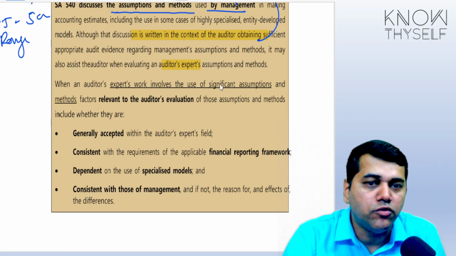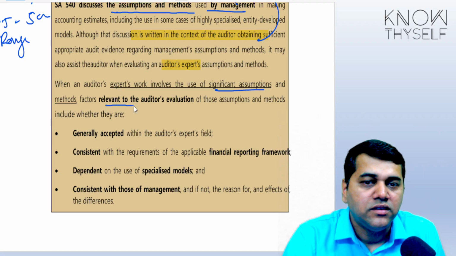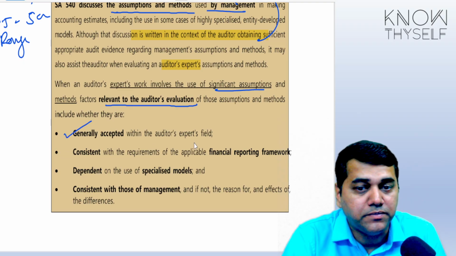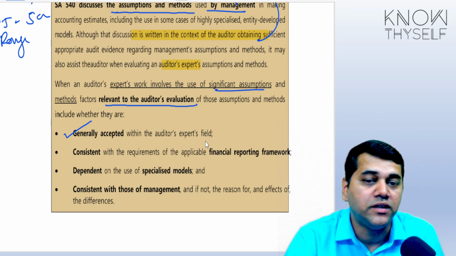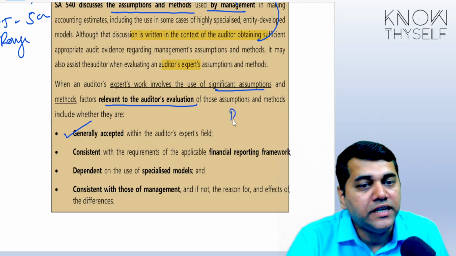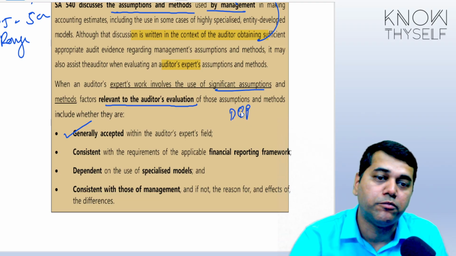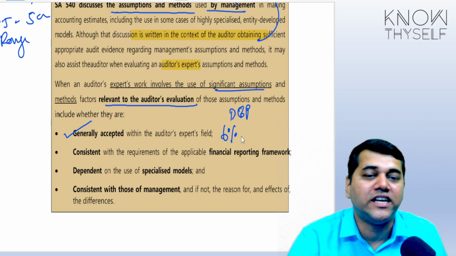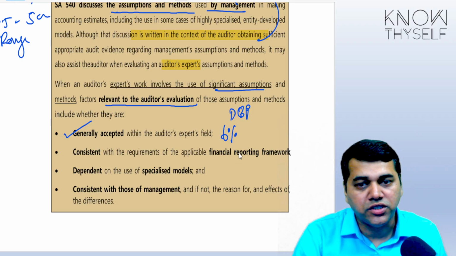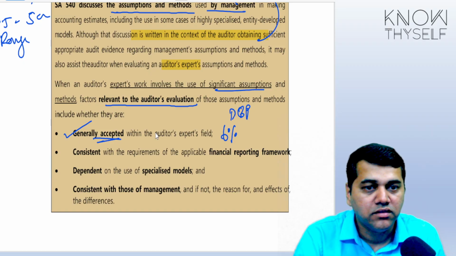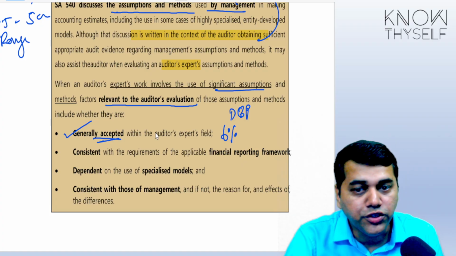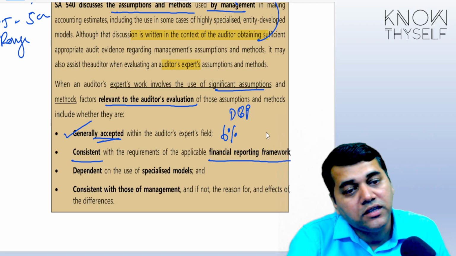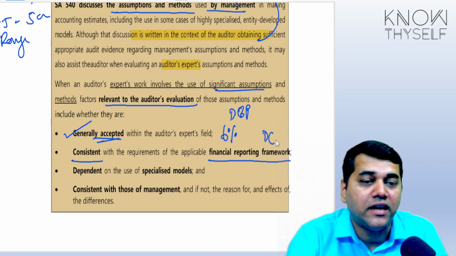When the auditor's expert's work involves use of significant assumptions and methods, these are all the factors the auditor shall evaluate: whether those assumptions are generally accepted in the auditor's expert's field. For example, for a defined benefit plan, like retirement benefit obligation, they have given one estimate, and they have considered 6% as the attrition rate. Is that assumption generally accepted in the industry? Or is it high or low? This is what you need to evaluate. Is it consistent with the financial reporting framework? Like they have taken the share price using, say, the discounted cash flow method.